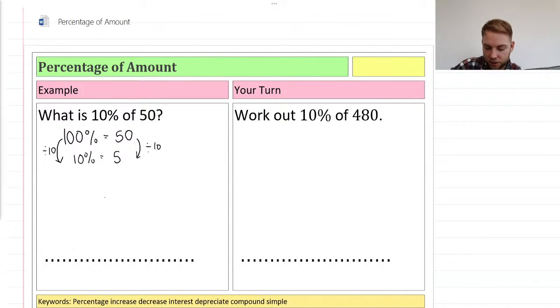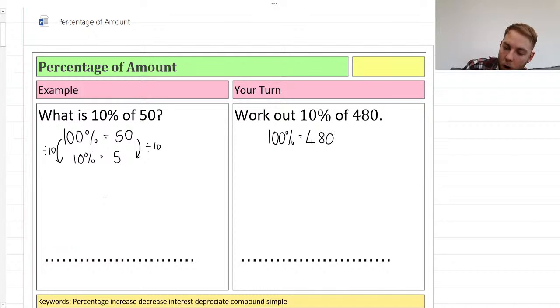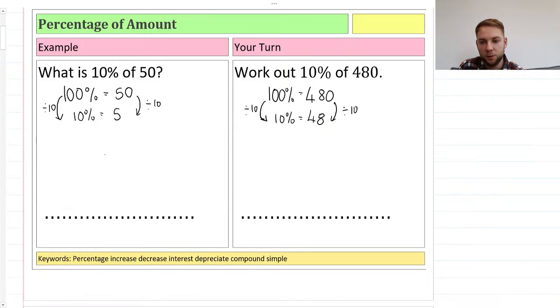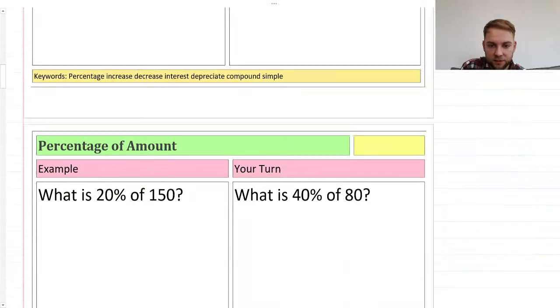So let's have a go at this question on the right hand side. I know it's quite straightforward, so it's all about this starting point. 100% is equal to 480. That's what the 480 represents. So if I want 10% of this, I need to divide by 10. So 10% is equal to 48. Spot on. Okay, let's move on. There's your two answers for those.